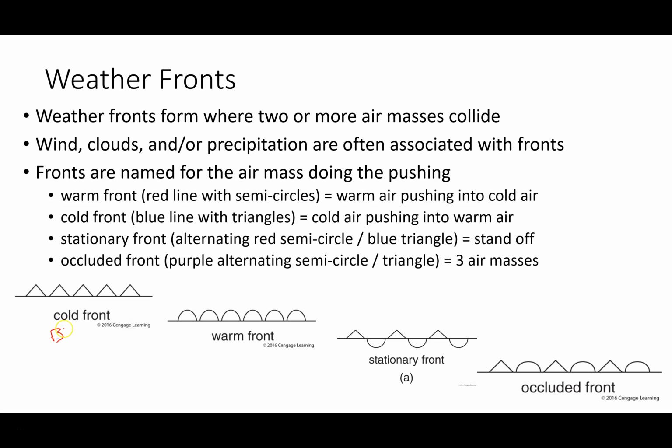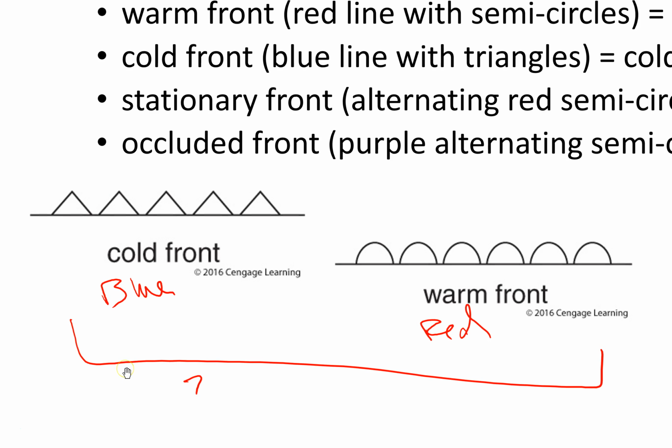Cold fronts would be blue with triangles. Warm fronts would be red with semicircles. Stationary fronts would be blue and red with alternating blue, red, so triangle, semicircle, triangle, semicircle. And occluded fronts would generally be purple. And remember, what makes these two what they are is what air mass is being aggressive. Question mark aggressive.